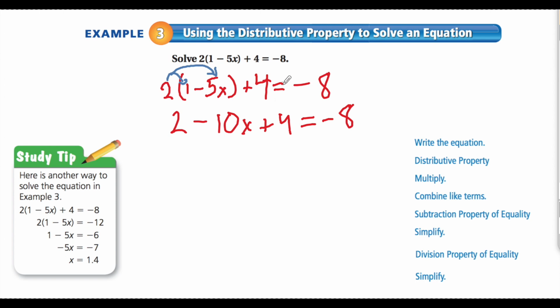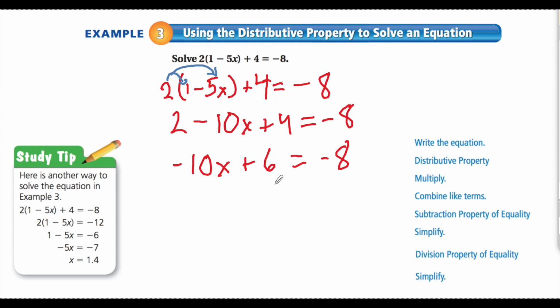Now we have to combine like terms. So we have positive 2 and positive 4 on this side. We can combine them to make that positive 6. So it'll be negative 10x plus 6 is equal to negative 8.